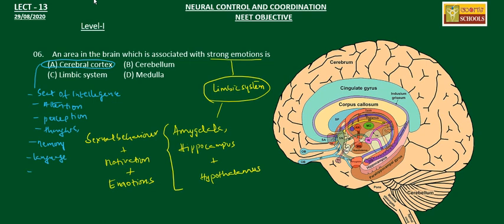Then there is the motor cortex, which sends the motor impulses. Another one called the sensory cortex receives sensory information. And then there is the visual cortex, which receives the visual information from the eye, located in the occipital lobe. So these are some functions of the cerebral cortex.